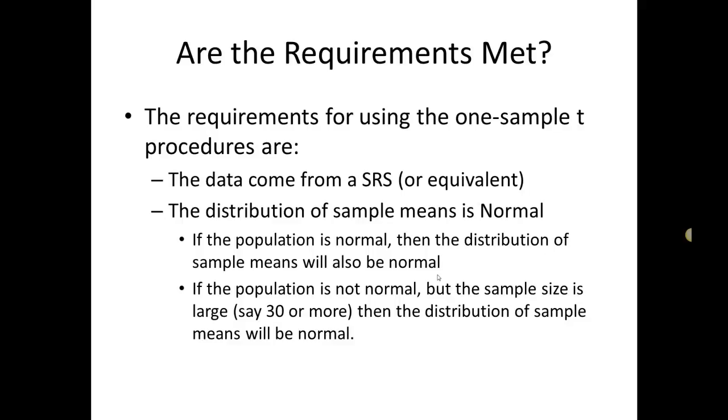The second requirement is that the distribution of sample means is normal. There's two ways to meet this requirement. First, if the population is normal, then the distribution of sample means will also be normal. The second, if the population is not normal, but the sample size is large, say 30 or more, then the distribution of sample means will be normal. So if either of those is met, then this requirement is met. We don't have the population, obviously, but we can look at the sample, and if the sample is normally distributed or fairly symmetric, bell-shape-ish, then we can feel pretty good about the population being normal as well.